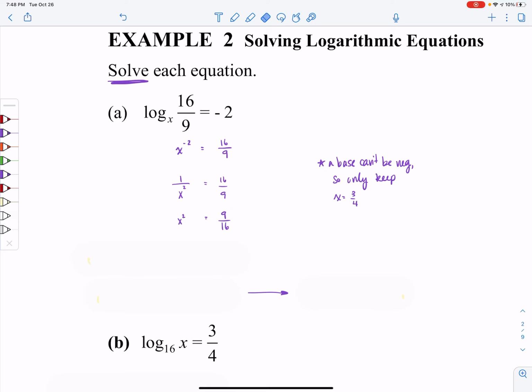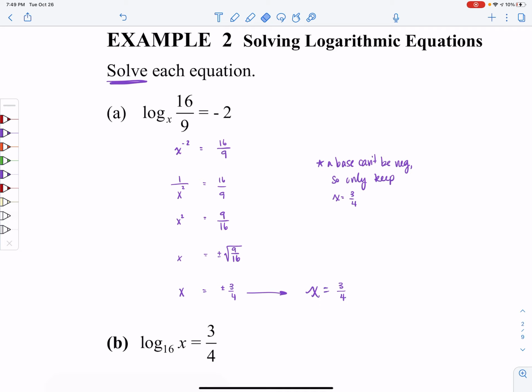So the reciprocal of the left side is x squared. The reciprocal of the right side is 9 over 16. And then I will take the square root of both sides. Let's not forget the plus or minus. And then the square root of 9 and the square root of 16 is going to become 3/4. Now, I've got a little starred statement that says my x, my base, could either be a positive 3/4 or a negative 3/4. However, something that you need to know is that a base cannot be negative. So with that said, we're not going to keep the negative 3/4. We're only going to keep the positive 3/4.